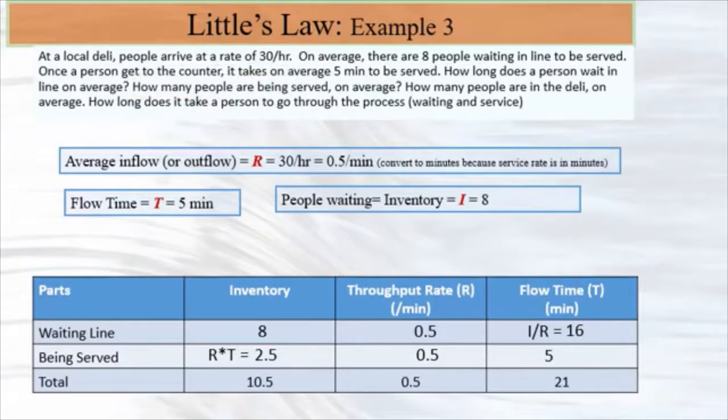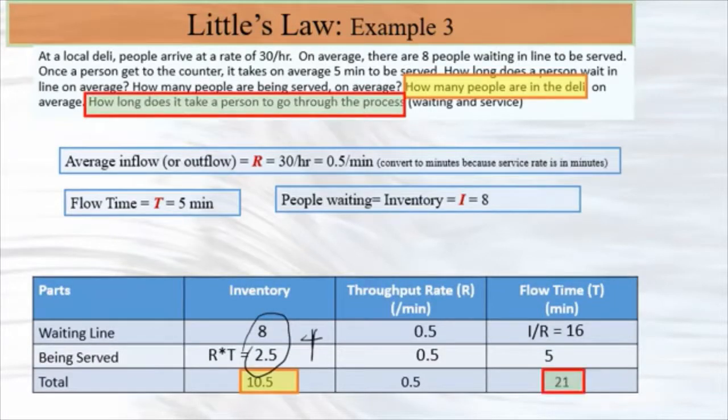Now, if we want to know the total number of people in the deli, which means waiting line plus being serviced, then we have to sum these two numbers. The throughput, we don't sum the throughput. This is very important. This is a common error students make. You don't sum throughput. You only sum inventory, and you sum the times too. So if we want to know how long the whole process took, we have to sum 16 plus 5, which is 21.